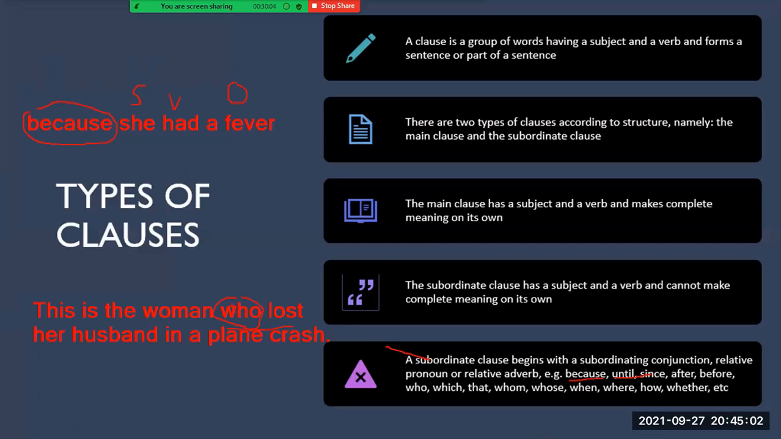Now, this is the woman is the main clause. Who lost her husband in a plane crash is the subordinate clause, and it begins with a relative pronoun who, which is also why this type of subordinate clause is also called a relative clause. It is called a relative clause or an adjectival clause.